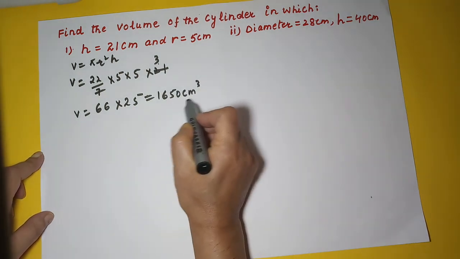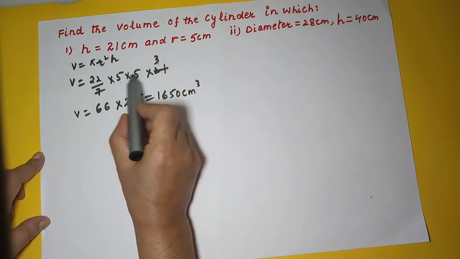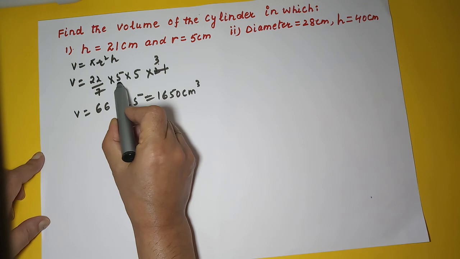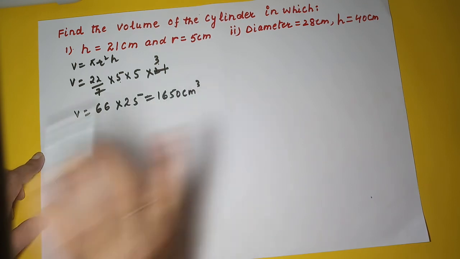Remember, the unit of volume is cube because you are multiplying 3 quantities at a time, 2 radii and 1 height. So centimeter into centimeter into centimeter becomes centimeter cube.